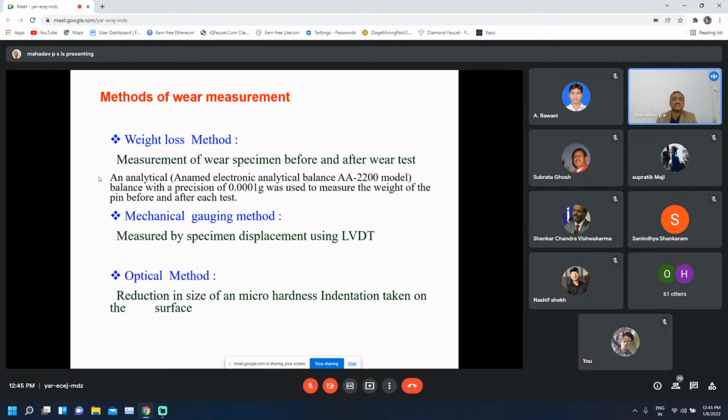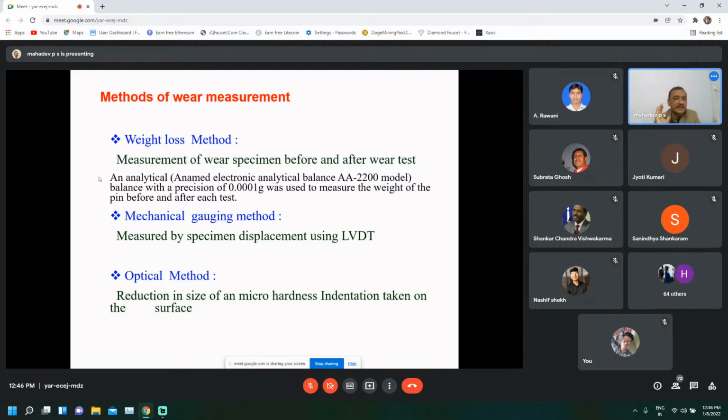So that can be tested in a Tribo testing machine, that is called a pin on disc wear testing machine. In the weight loss method, before testing, the weight of the test pin is measured, and after the test is done with the application of a particular load, with the sliding distance and sliding time, the sample is weighed. The difference between the initial weight and final weight gives the weight loss or wear rate. That is called the weight loss method.